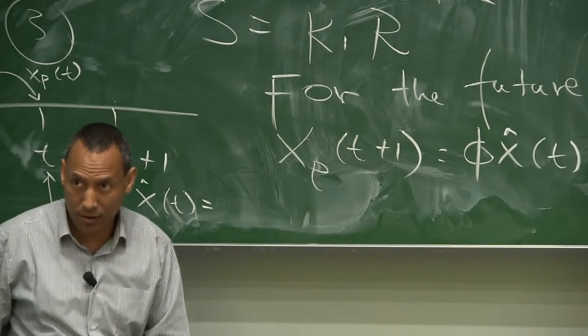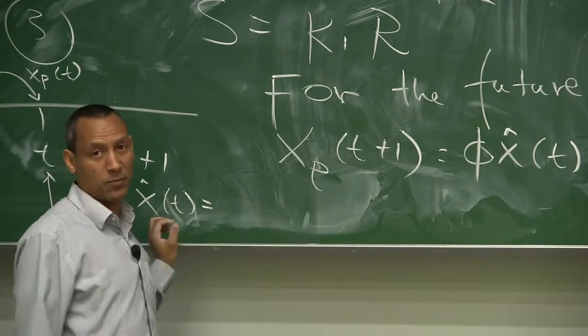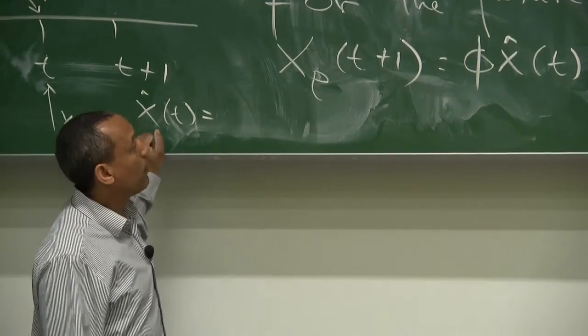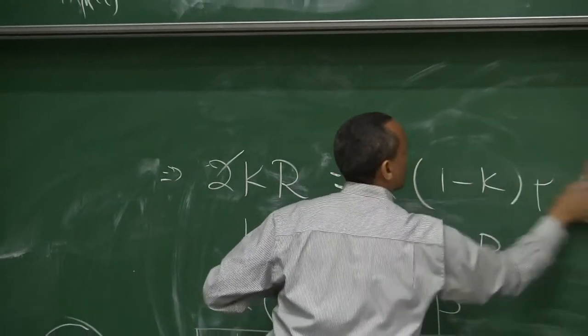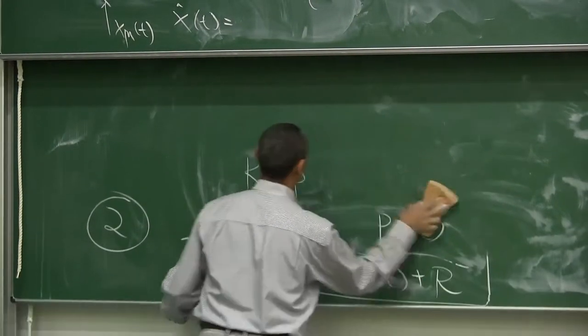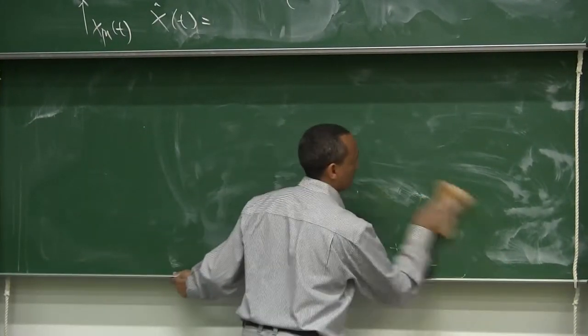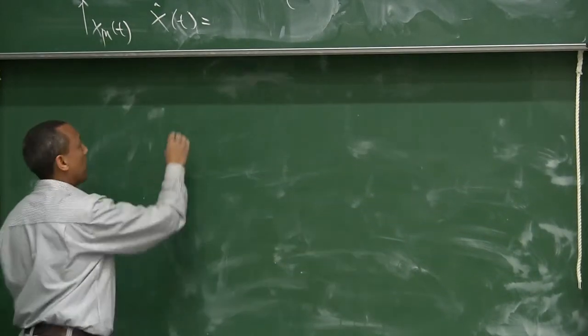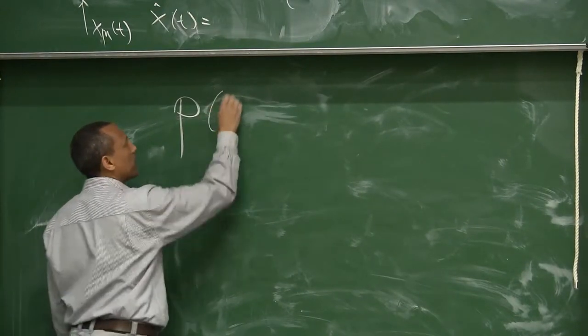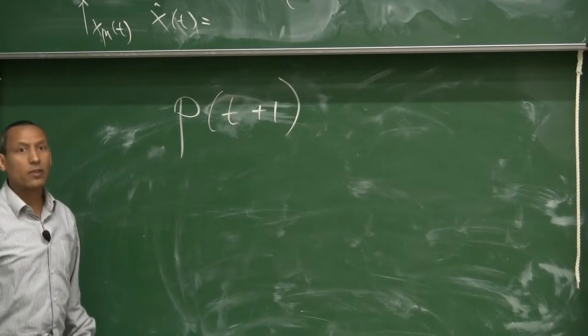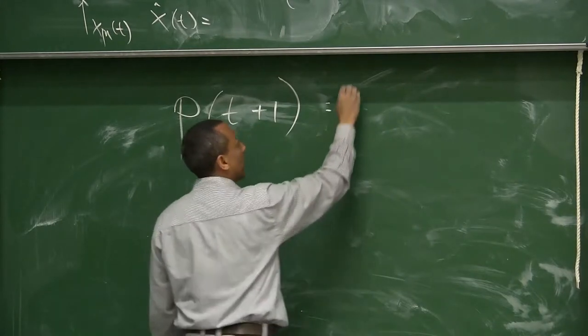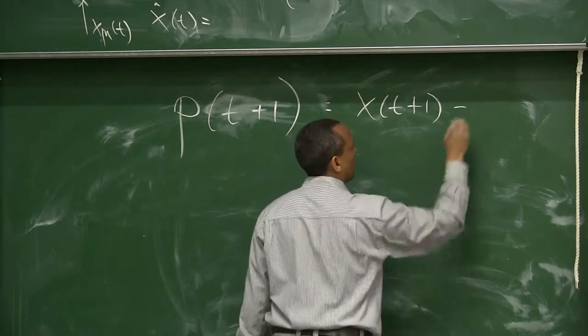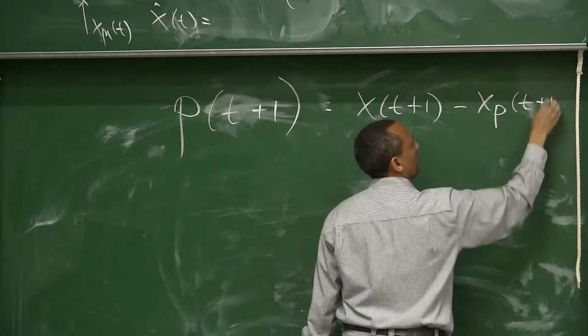Of course, this prediction contains error. Now, what's the prediction error for time t plus 1? Okay, let's determine that one. For time t plus 1. Okay, I'm going to erase this one. Okay, the error, remember, p stands for prediction error. But now we are dealing with t plus 1. The prediction error at t plus 1 is what? The difference between x at t plus 1 minus x p t plus 1.